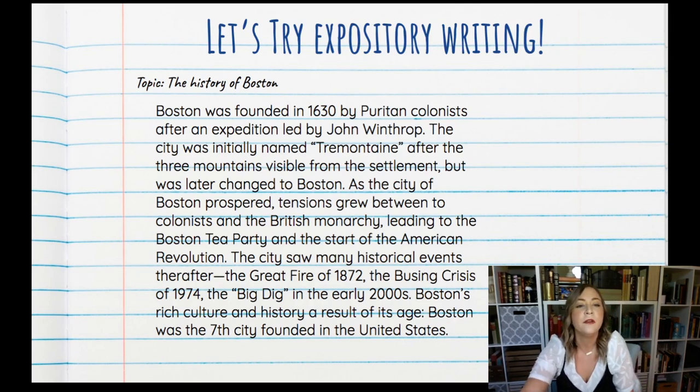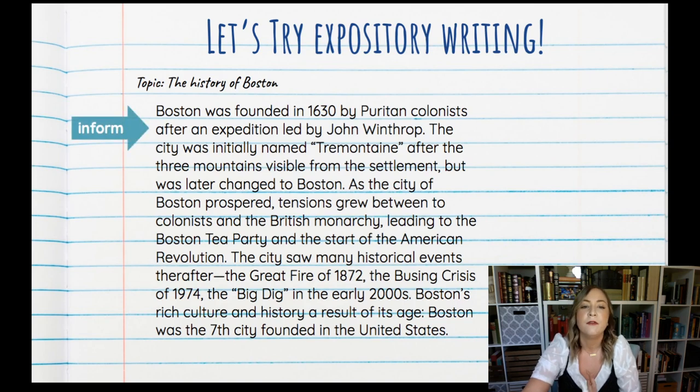Okay, so Boston was founded in 1630 by Puritan colonists after an expedition led by John Winthrop. Okay, so right now, guys, it's simply informative. We haven't imparted any opinions. The city was initially named Tremontaine after the three mountains visible from the settlement, but was later changed to Boston. As the city of Boston prospered, tensions grew between colonists and the British monarchy, leading to the Boston Tea Party and the start of the American Revolution. Okay, so as you can tell, guys, it's a neutral tone. As I read this, it should sound at least a similar register, about the same formality as a history textbook you might read for school.